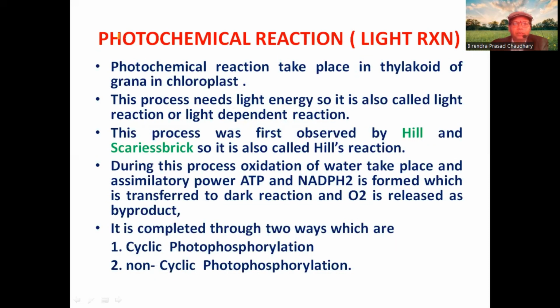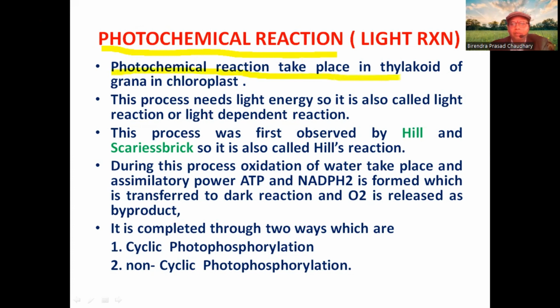So these two are the phases which take place during photosynthesis. Now, the first phase we have to study is the photochemical reaction, which is also called the light reaction. About this we have to study. So, photochemical reaction, let us read. Photochemical reaction is also called light reaction.